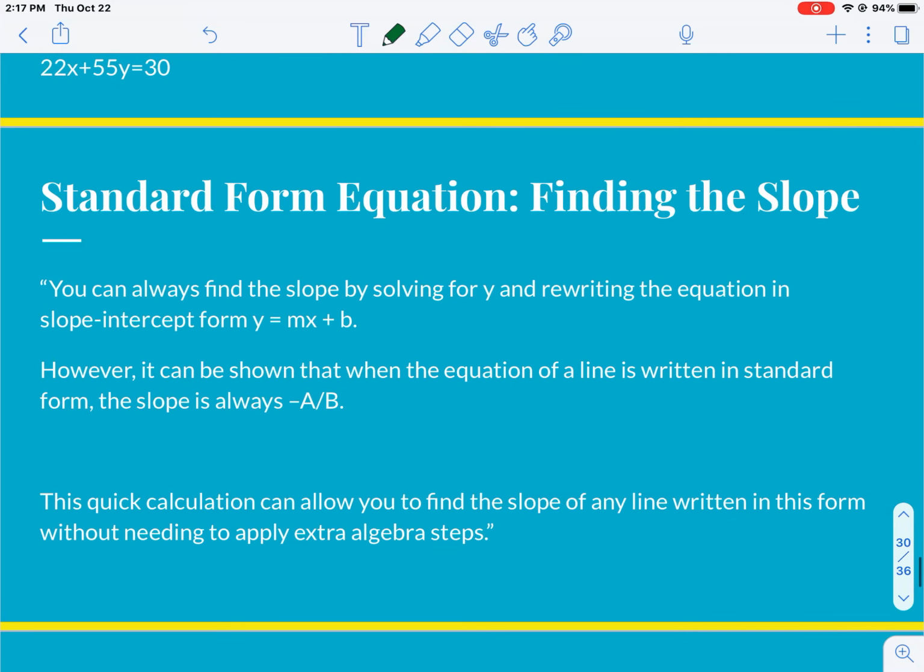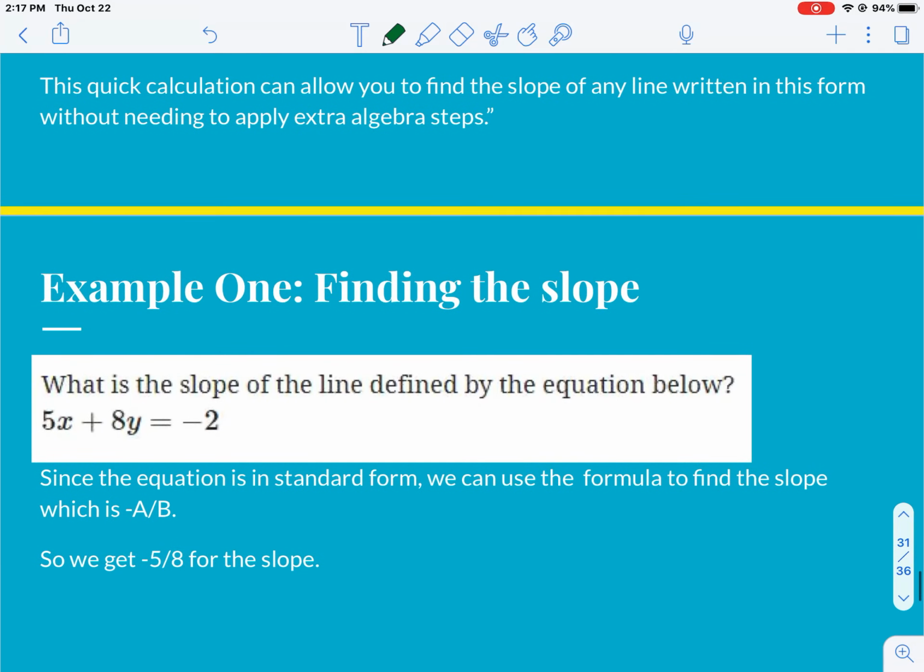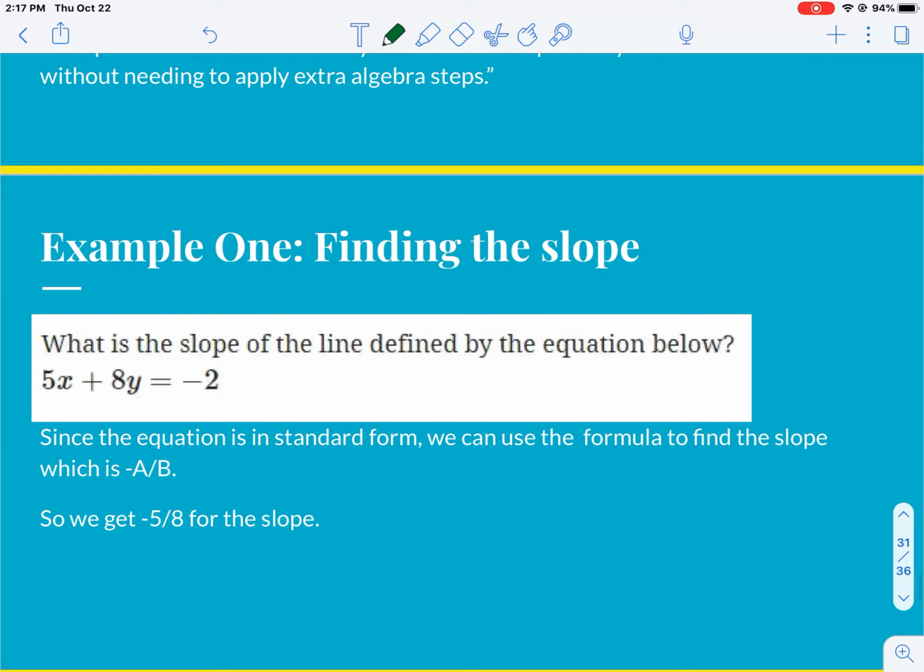The last thing I want to talk about is finding the slope. You can always find the slope of a line by putting it in slope-intercept form, but there is a trick if the equation is in standard form. It's a trick that's really used, as I mentioned before, on standardized tests. If you look here, this equation is in standard form: the x is first, y is second, numbers are all on the right, and a is positive, no fractions or decimals. So the formula is negative a over b equals m.